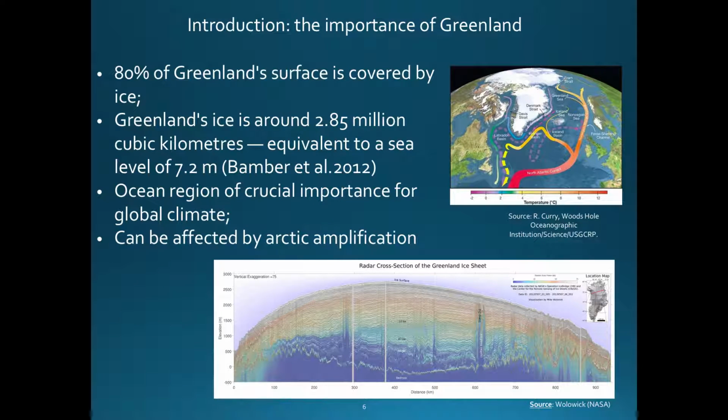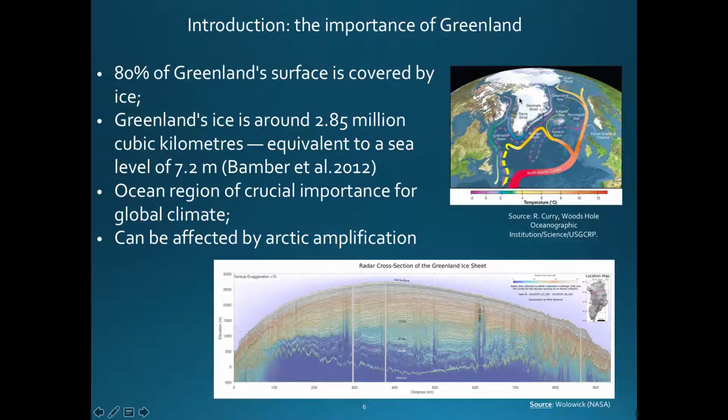So, Greenland is very important. 80% of Greenland is covered by ice. It is the second biggest ice sheet in the world, the first one being Antarctica. And if we would melt all the ice in Greenland, we would get an equivalent sea level rise of 7.2 meters.